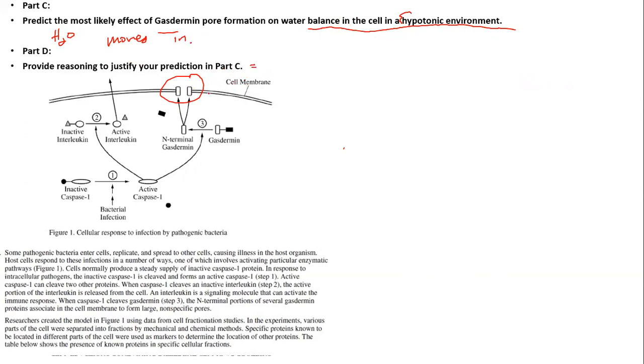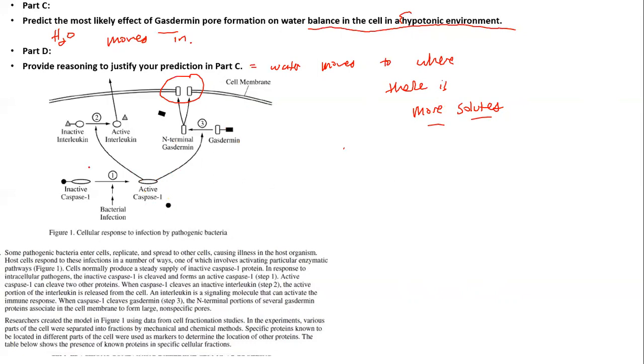Okay, provide reasoning to justify your prediction of part C. So just again, remember that common theme about hypotonic versus hypertonic and water potential, all kinds of things that we can get into here. But the simple thing is that water always moves to where there are more solutes. So that just basically means that there's going to be more solutes inside the cell.